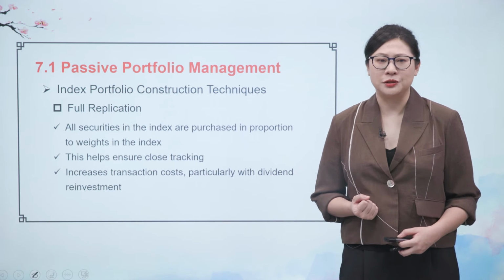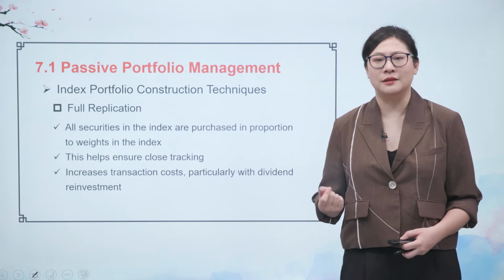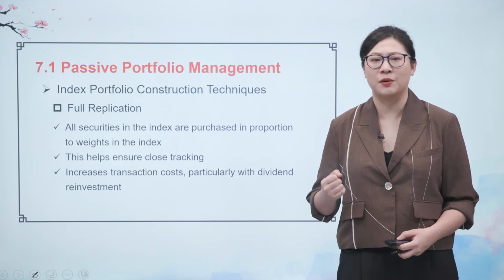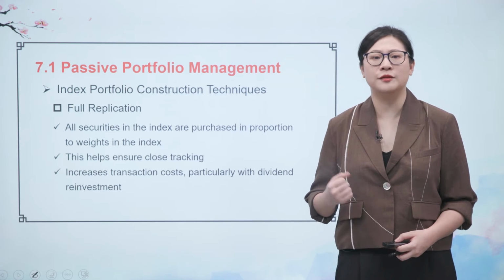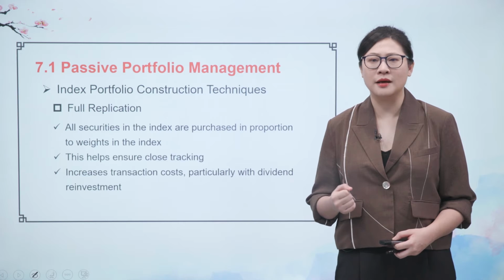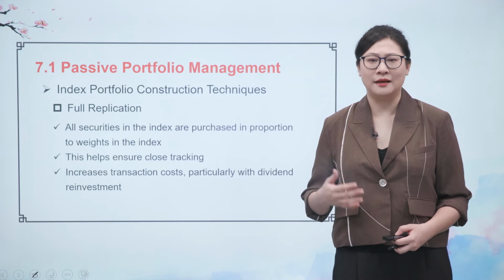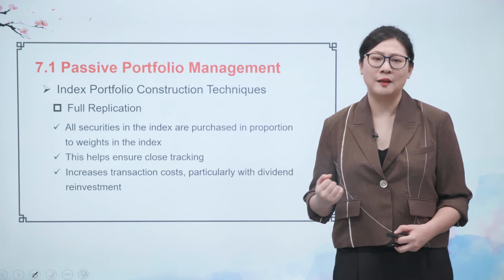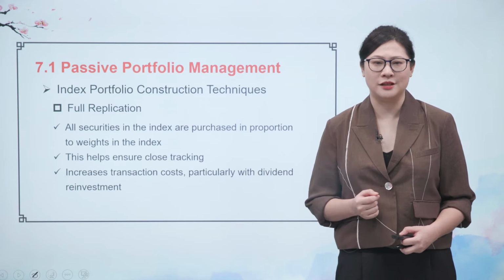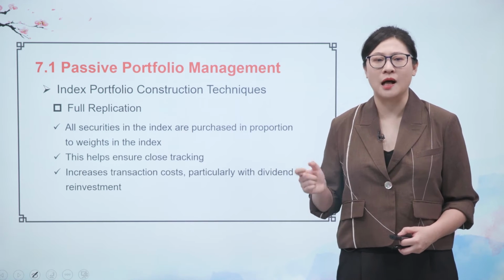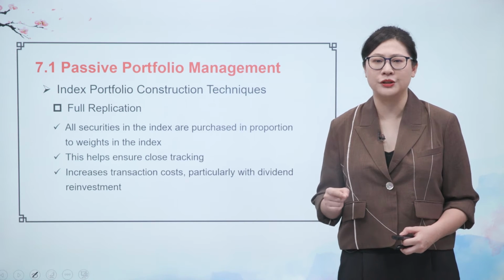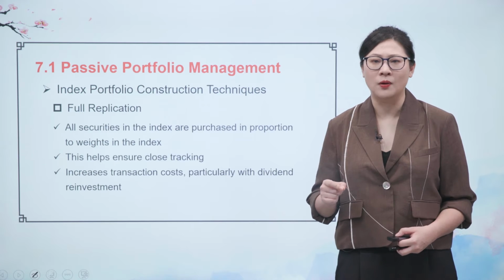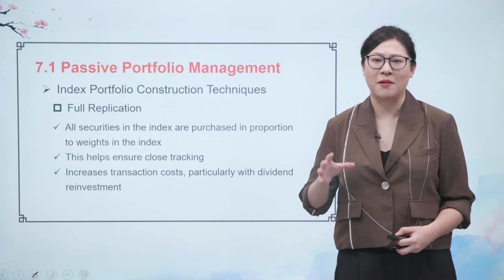Now let's introduce the index portfolio construction techniques. We have three different techniques for index portfolio construction. One is full replication, the other is sampling, the last is quadratic construction. Let's have a look at the first one, full replication. Full replication means all securities in the index are purchased in proportion to their weights in the index. So it's quite simple. You fully replicate the market index.